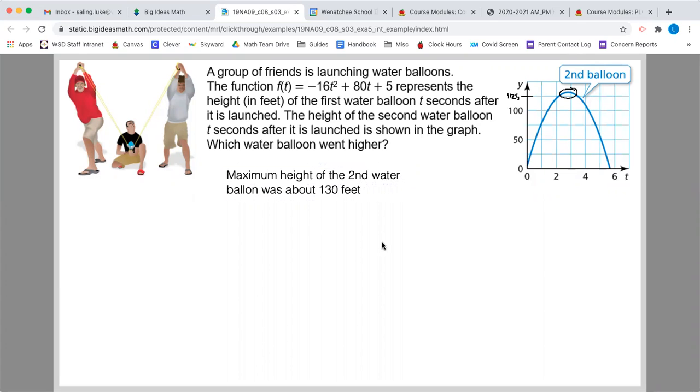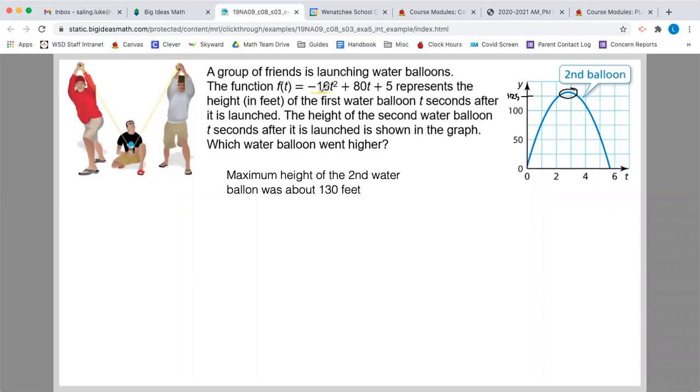But now we need to figure out the maximum height of our first water balloon. And you'll notice that one of the things I said when we were describing our second water balloon is that I was talking about the vertex of the parabola. And our function that's given to us is also a parabola. It's in standard form. And because this parabola has this negative value on the t squared, let me underline that.